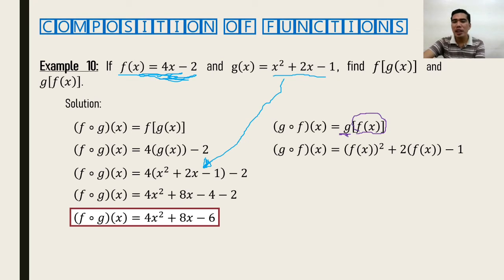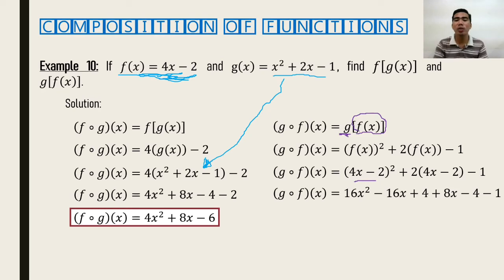If you notice, we have two variables x, and we replace all of them with f of x. Okay? Now, what is the value of f of x? The value of f of x is 4x minus 2. That is also what we substitute. So, we have 4x minus 2 squared plus 2 times 4x minus 2 minus 1. Then, perform the operation. Since this is FOIL method, then distribute this, then the 1 remains.